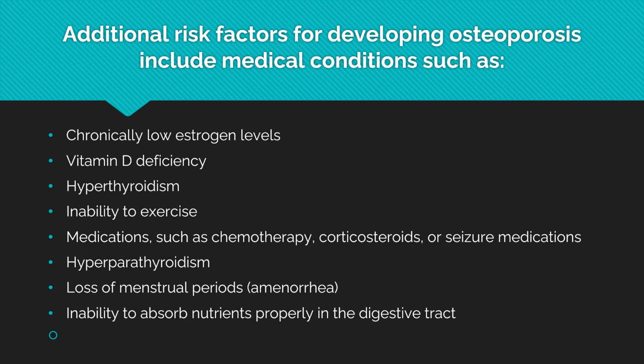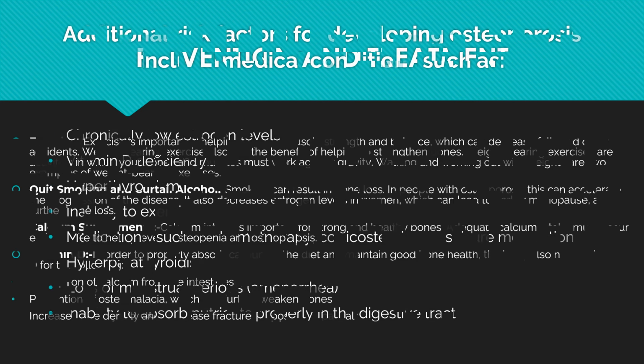Additional risk factors for developing osteoporosis include medical conditions such as chronically low estrogen levels, vitamin D deficiency, hypothyroidism, inability to exercise, medications such as chemotherapy, corticosteroids, or seizure medications, hyperparathyroidism, loss of menstrual periods, amenorrhea, and inability to absorb nutrients properly in the digestive tract.